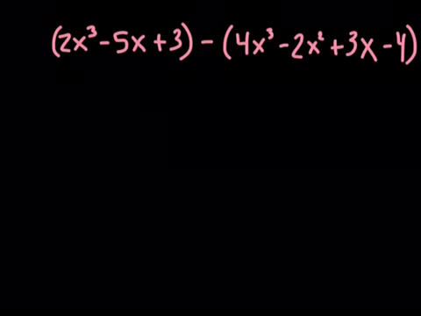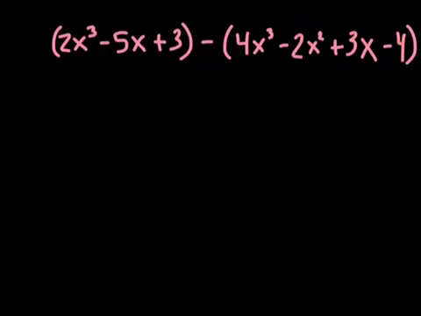The second operation we will practice in this video is subtracting two polynomials. So we have 2x to the third minus 5x plus 3, and we need to subtract the entire second polynomial of 4x to the third minus 2x squared plus 3x minus 4. This is the one that you need to be careful with because this subtraction symbol means we need to subtract every one of these parts. So that's when we talk about distributing that negative or negative 1 to every term.